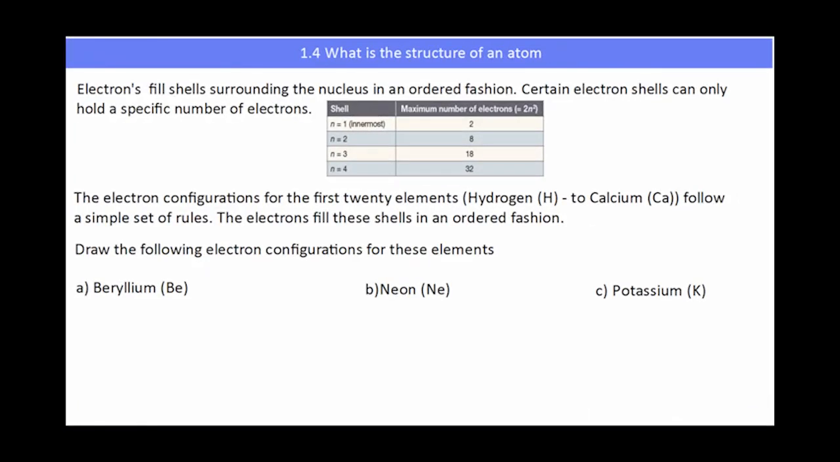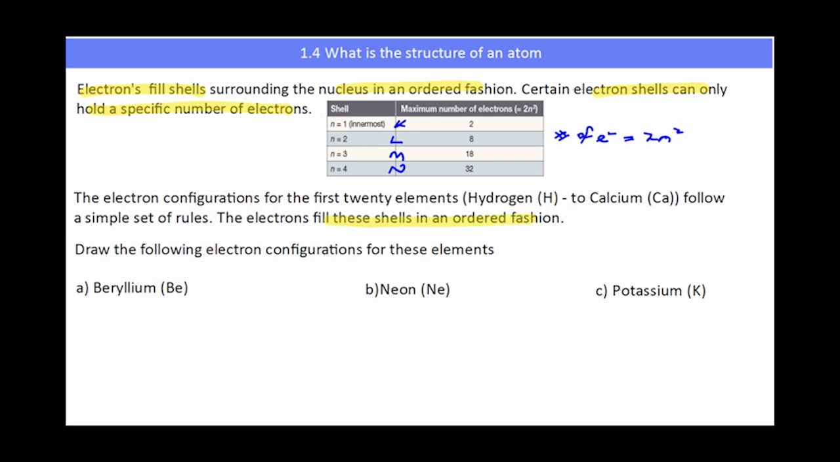Now the electrons fill the shells in a very ordered fashion, and we need to know how these electrons fill the shells. So the first shell, the K shell, can hold 2 electrons. The second shell can hold 8, the third shell can hold 18, the fourth shell can hold 32. So any shell, if we were to work out any shell, the number of electrons would be 2n squared. Now we need to follow some really concrete rules about how to fill those shells.